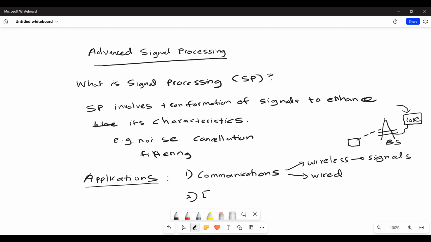Then we also have signal processing in the entertainment area. Currently, when we take entertainment, we are talking about image processing, video processing, and much more. We have new concepts that are adding to this entertainment sector. So wherever we have signals, we need to process those signals.